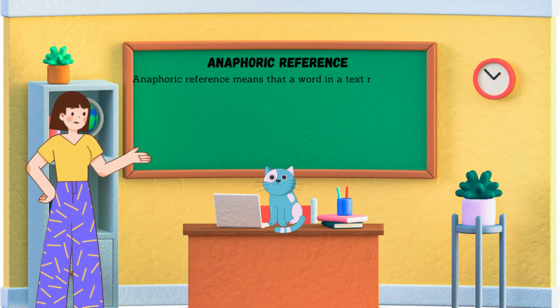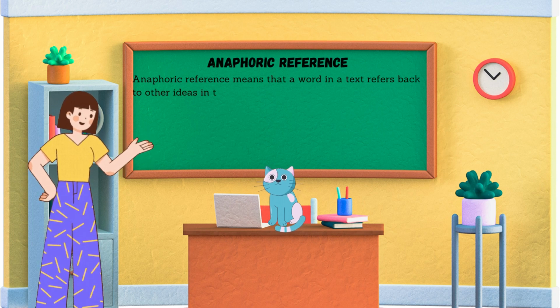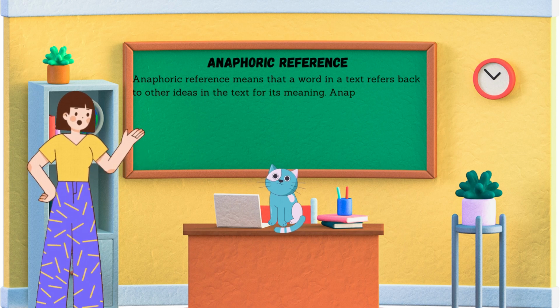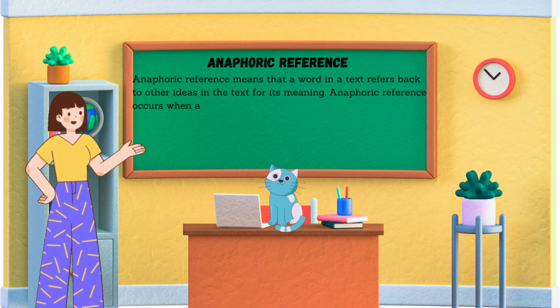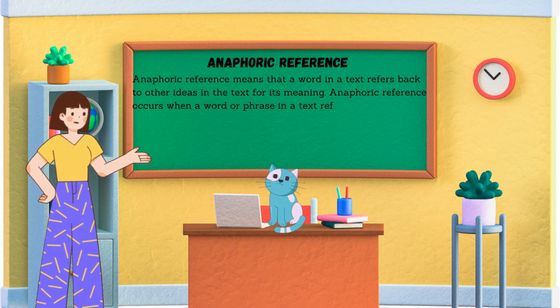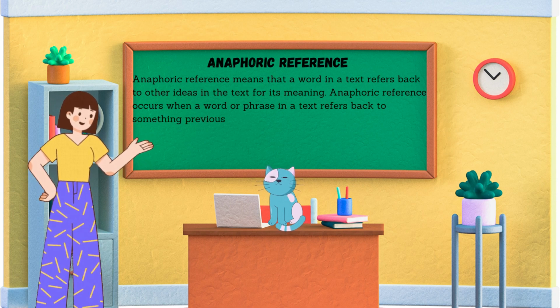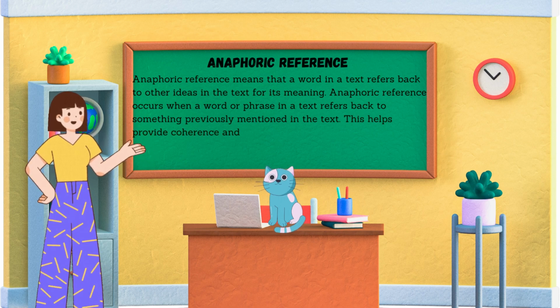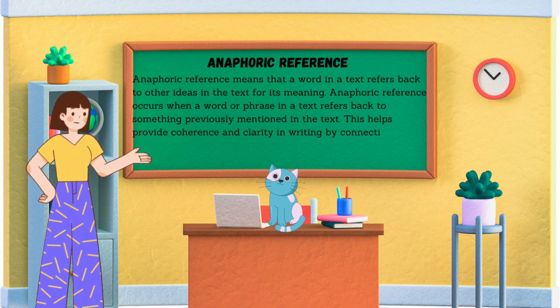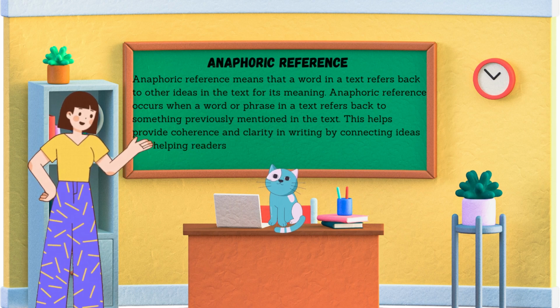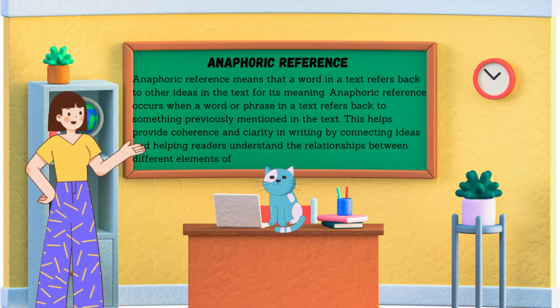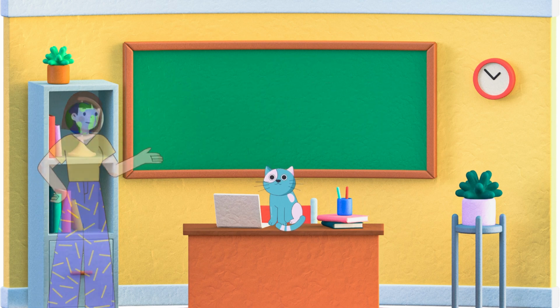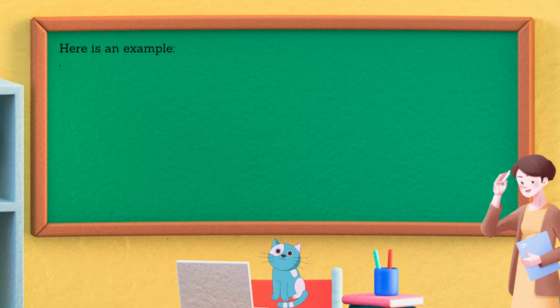Anaphoric reference means that a word in a text refers back to other ideas in the text for its meaning. Anaphoric reference occurs when a word or phrase in a text refers back to something previously mentioned in the text. This helps provide coherence and clarity in the writing by connecting ideas and helping readers understand the relationship between different elements of the text.